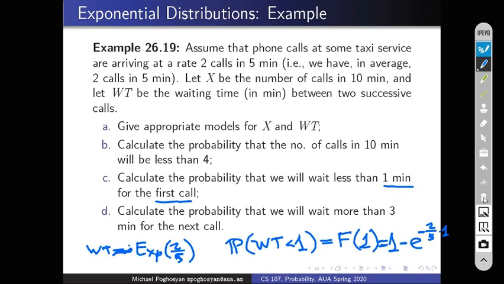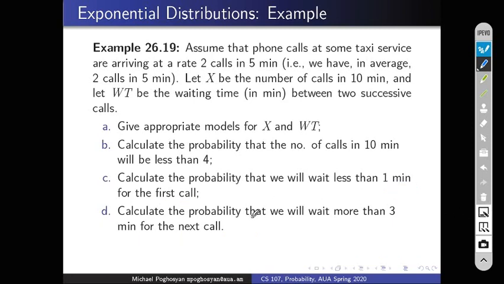And the last part, calculate the probability that we will wait more than 3 minutes for the next call. So we are asked to calculate the following. Waiting time is larger than 3, in minutes. So we can use the formula for survival time. This is exactly e to the minus lambda, 2/5, times 3. E to the minus 6/5.